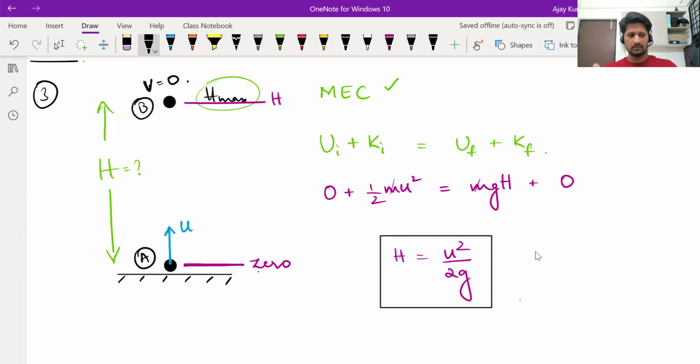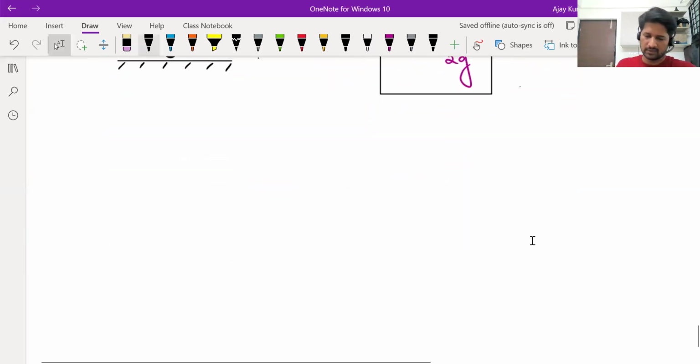Okay, because this is a case where an object's motion is affected by conservative forces acting on it. So in any such case, you can apply mechanical energy conservation. Okay. Try another problem.